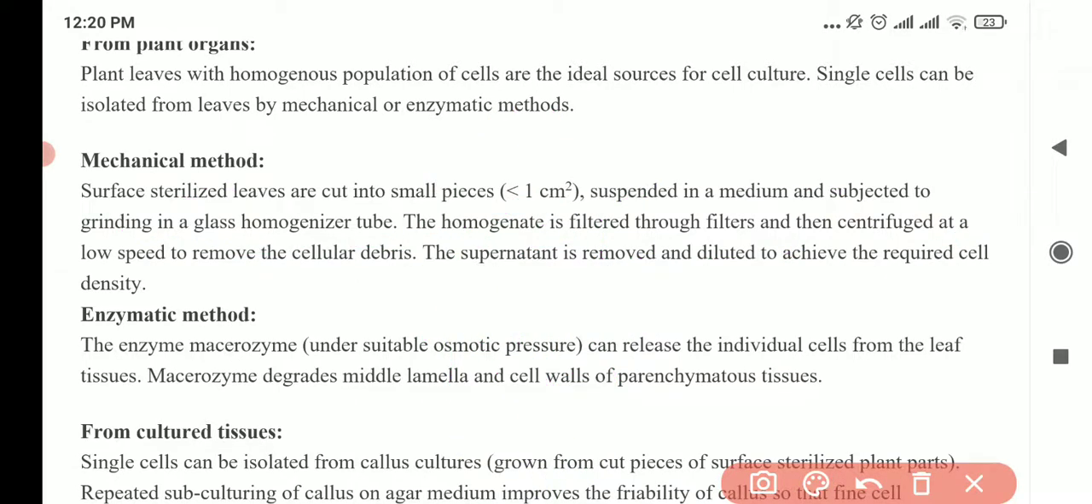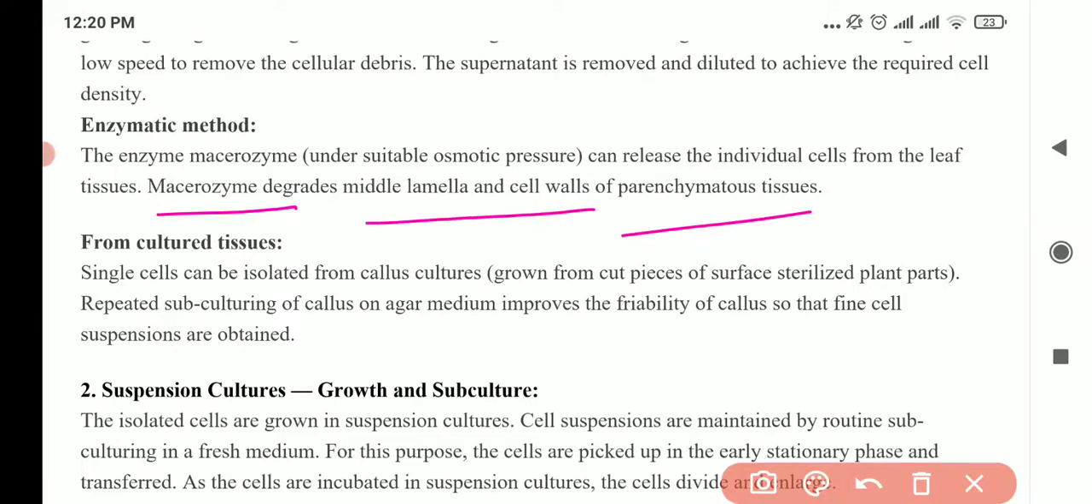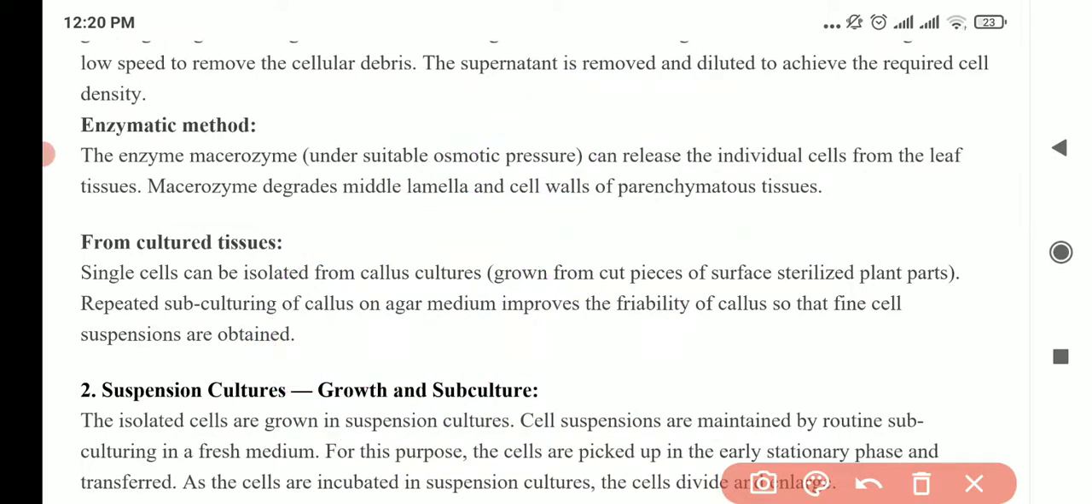Okay. You can use the enzymatic method also, to degrade the cells. So macerozyme will degrade the middle lamella and cell wall of the parenchymatous tissue, because remember, plants have a thick cell wall, and we want only the cell part. So the cell wall will be degraded. It's very easy now that you have understood. So let's just go on ahead quickly.